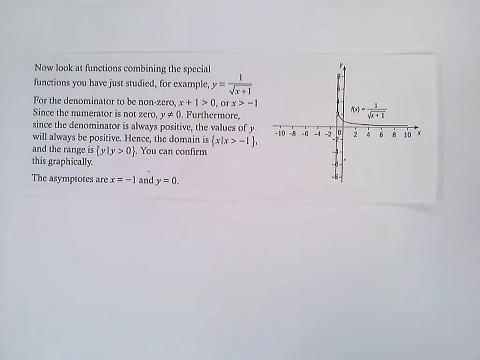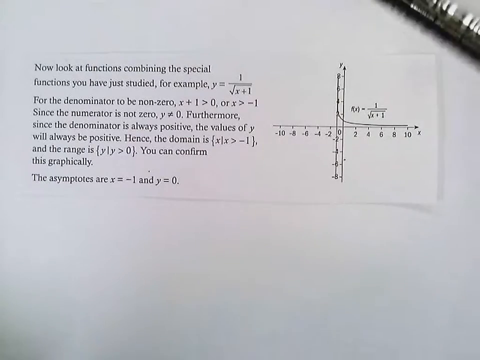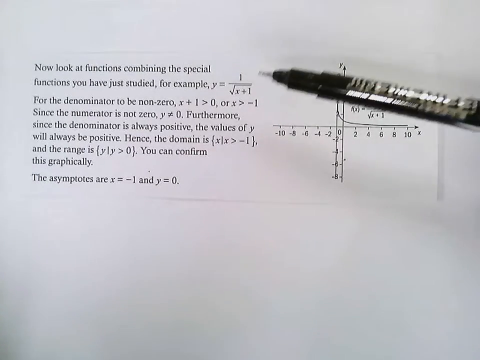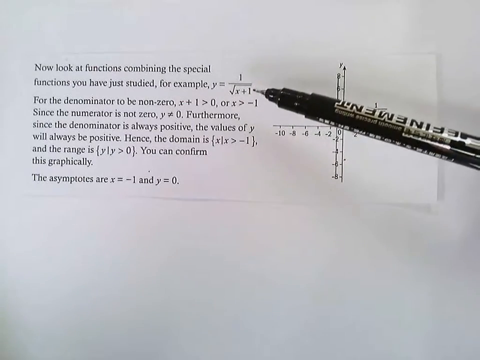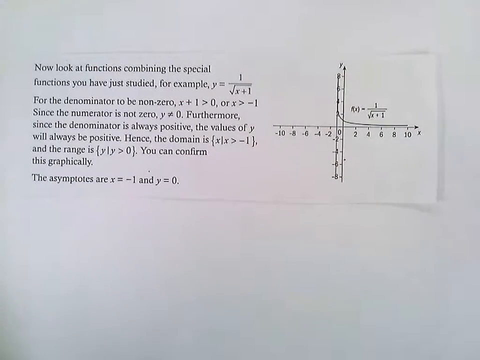Hello, now we're going to look at some functions that combine some of the things we've gone over in the previous sections. So here they give you an example of a rational function, but it also has a radical in it, right? Almost everything's just about the same except for the domain. Before we wouldn't want this to be 0, but we also cannot take the square root of negative numbers.